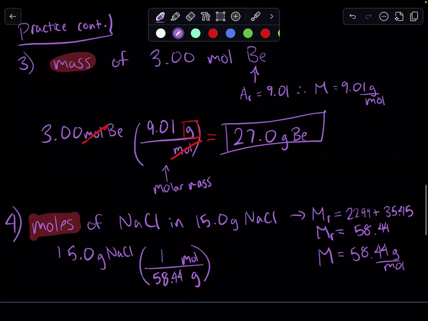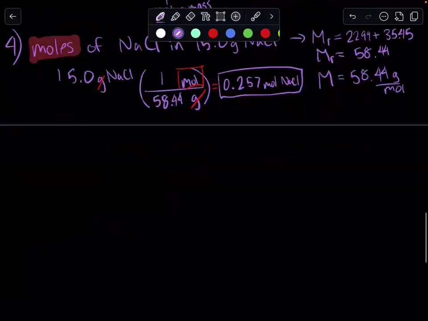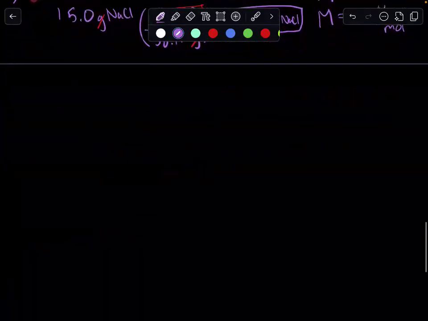So now what I'm doing is division. This is 1 mole over 58.44. I will cancel my units. I will have mole on top just the way I wanted it. And I will get a grand total of 0.257 moles NaCl. All right. So we can do it in both directions, mass to moles or moles to mass. Either way, it works.